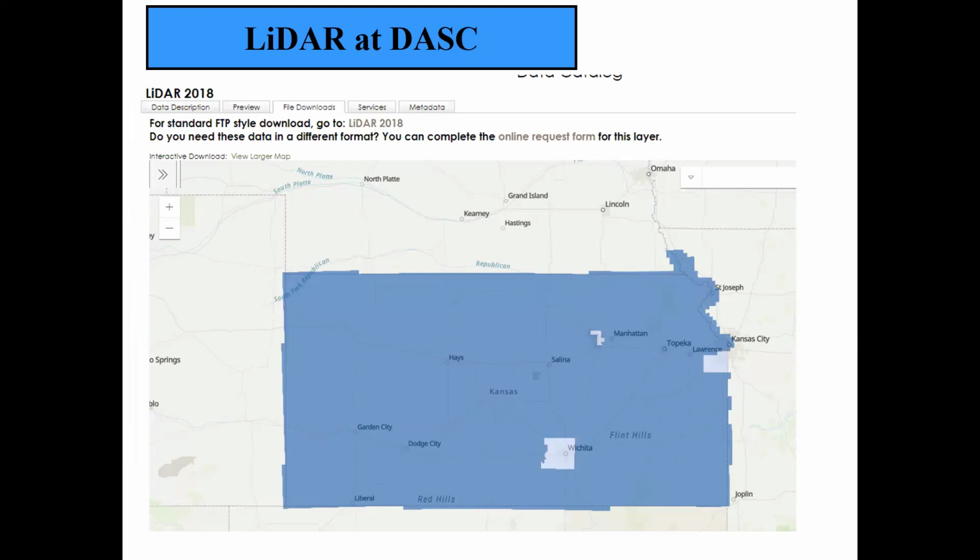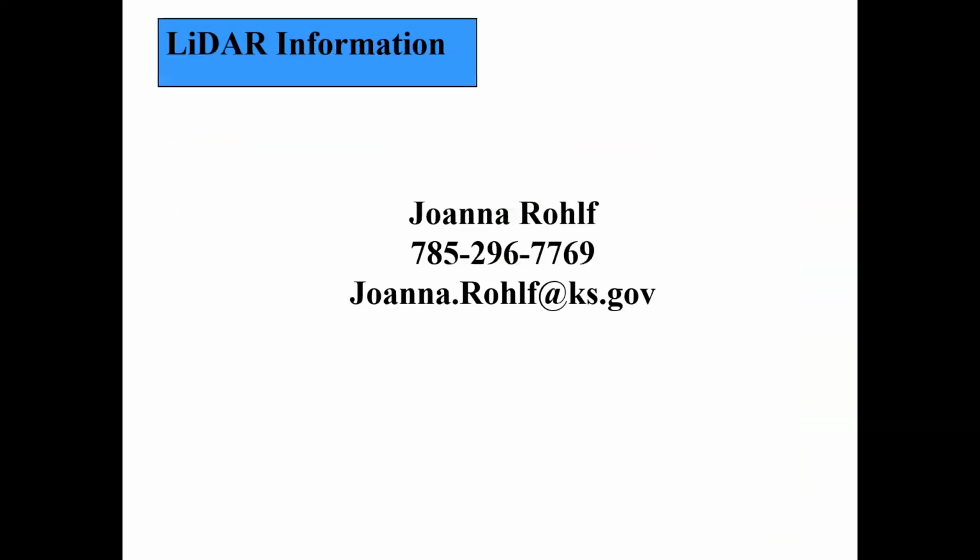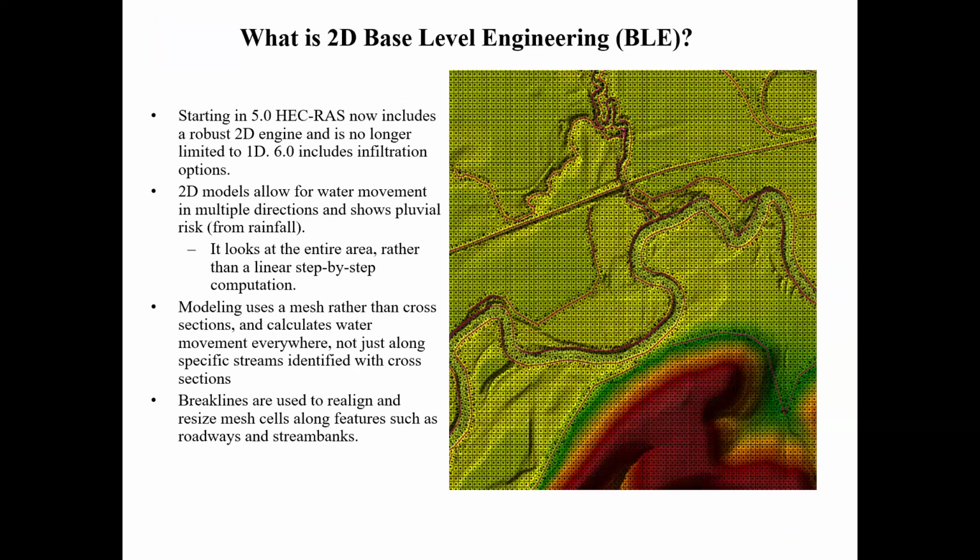We do have LiDAR everywhere for the entire state. We have base level engineering for the entire state now, so anywhere can get a base flood elevation from DWR. So we do have that at this point. We have the entire state base level engineered. If you have specific questions about that, Joanna, who is our mapping coordinator on our floodplain team, would probably be the best contact at this point. So you can reach out to her, or if you reach out to me, I will probably ask her or direct you to her. So just a little bit, what is base level engineering?